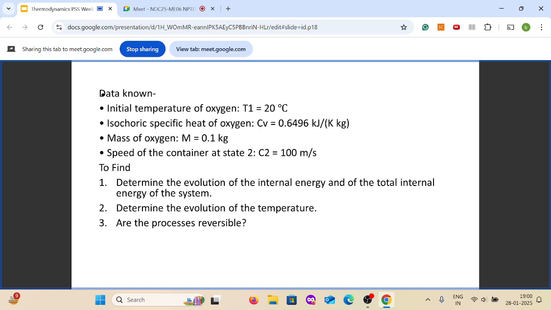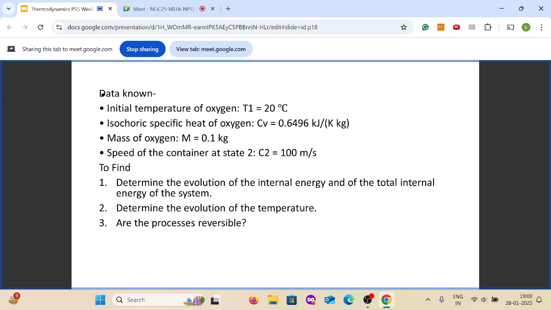And what you need to find out is: the initial temperature of oxygen is 20 degrees Celsius, and the isochoric specific heat of oxygen is given as 0.6496 kilojoule per kg Kelvin. The mass of oxygen is 0.1 kg, and the speed of the container at state 2 is 100 meters per second.